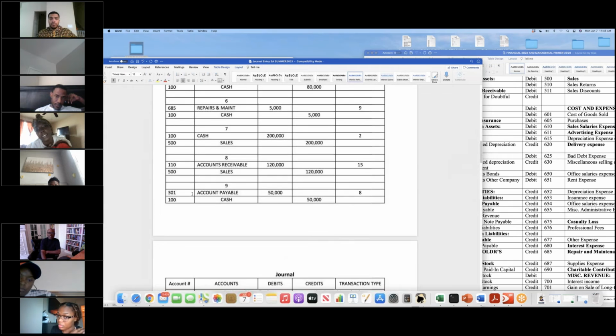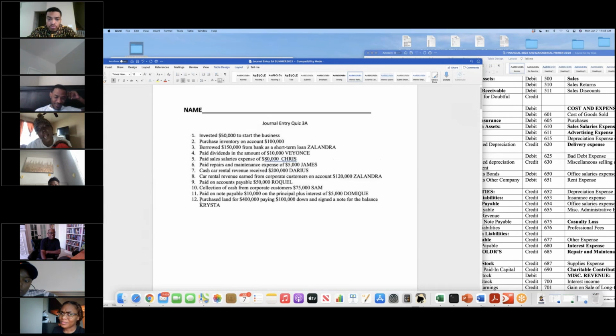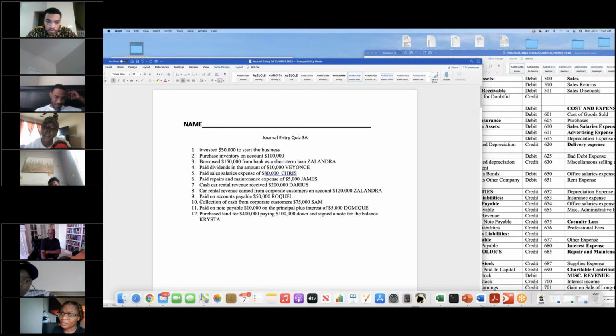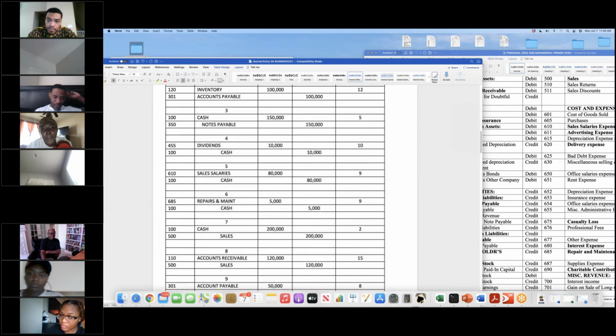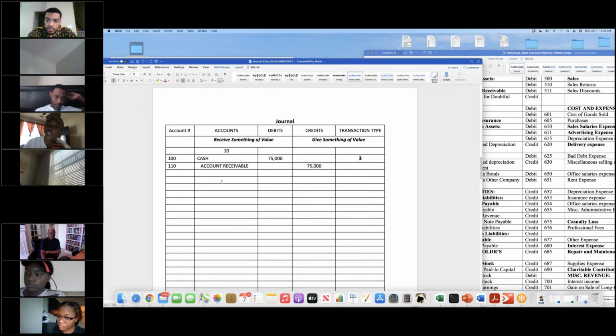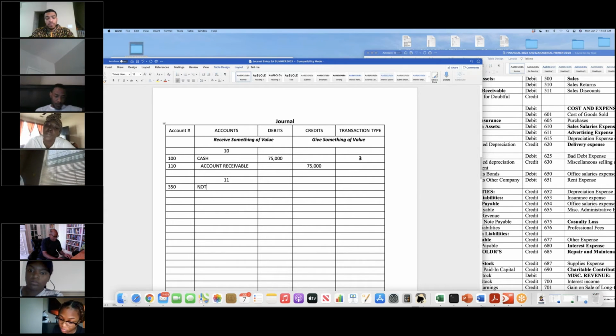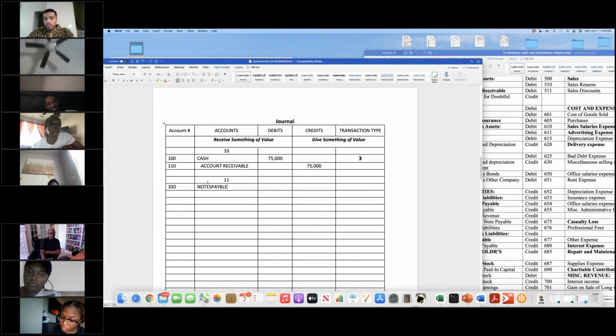Okay, so number 11, got two more to go. What do you have, Dominique? Number 11 says pay on notes payable $10,000 on the principal plus interest of 5,000. My first type will be type 8. With type 8, I will debit account number 350 for notes payable in the amount of $10,000, and then I will credit account number 100 for cash in the amount of $10,000.